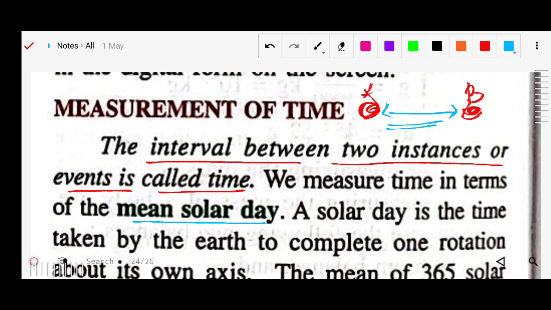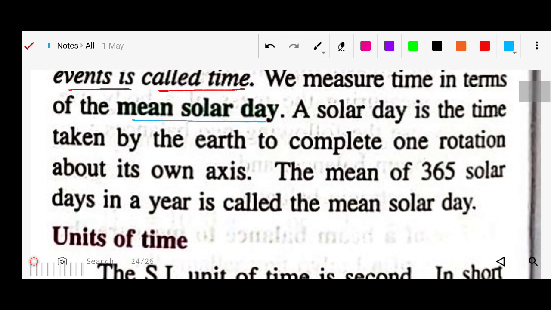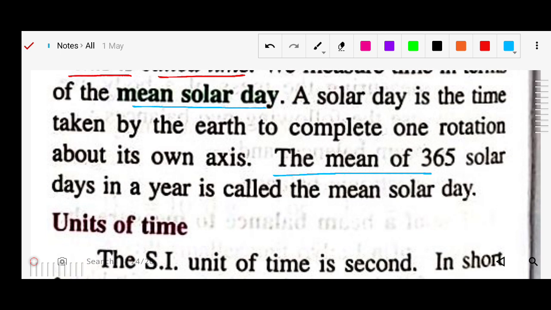A solar day is the time taken by Earth to complete one rotation about its own axis, right? The mean of the 365 solar days in a year is called the mean solar day. So what is the mean solar day? The mean of 365 solar days in a year is called the mean solar day.